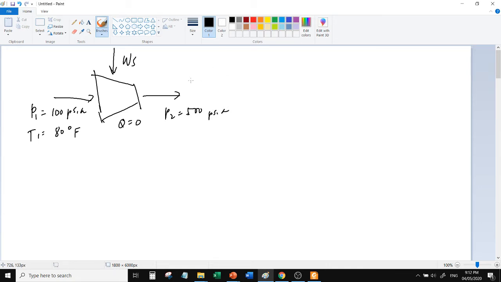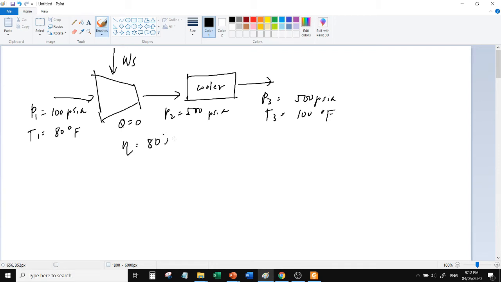And after leaving the compressor, it will enter a cooler. P3 is 500 psia. T3 is 100, ay hindi, 100 degrees Fahrenheit. So, that's the given. And compressor efficiency is 80%. T0 is 80 degrees Fahrenheit. Required is a thermodynamic analysis of the process.